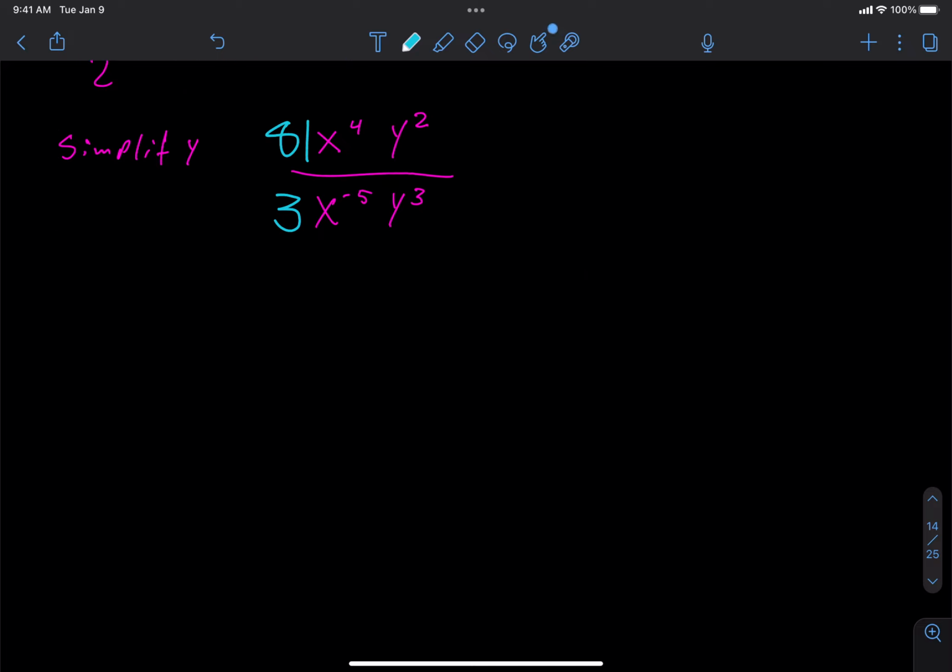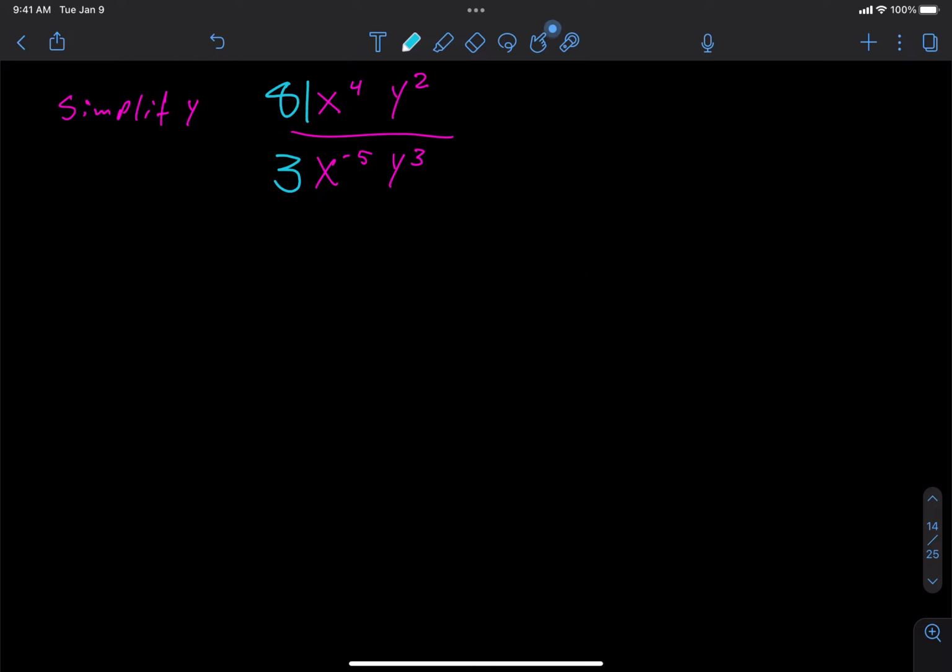And now for the meat problem, which is to simplify 81 over 3, x to the 4th times x to the minus 5, y squared divided by y cubed. Okay, so one thing that you can do in this situation, by the way, is break this up, okay? You have products in the denominator, and products in the numerator. So if you want to, you can break this up in the following way.